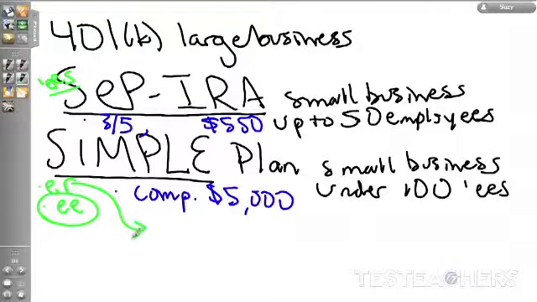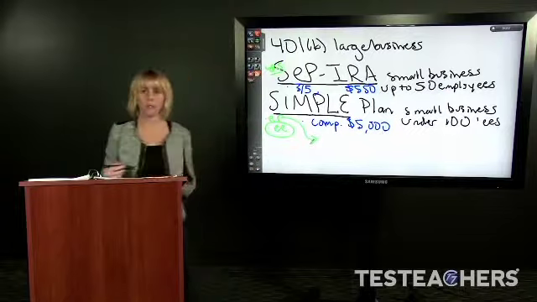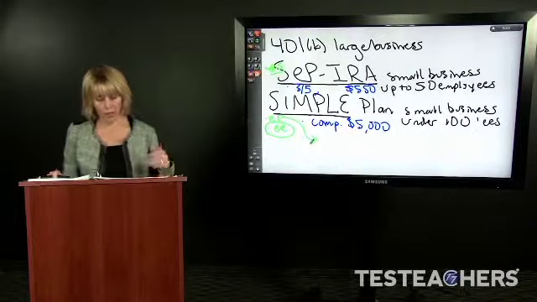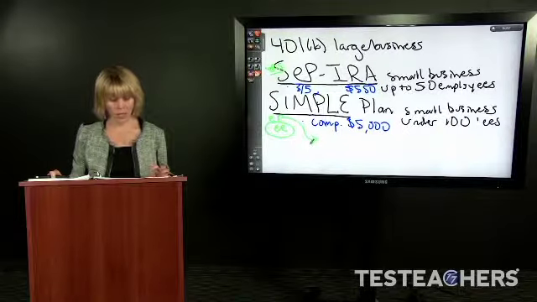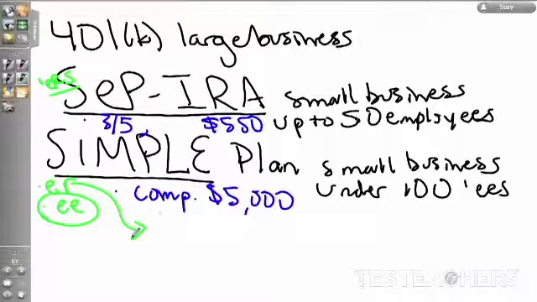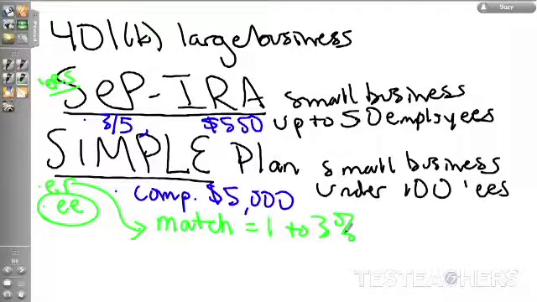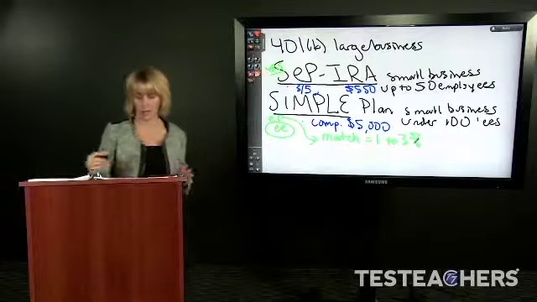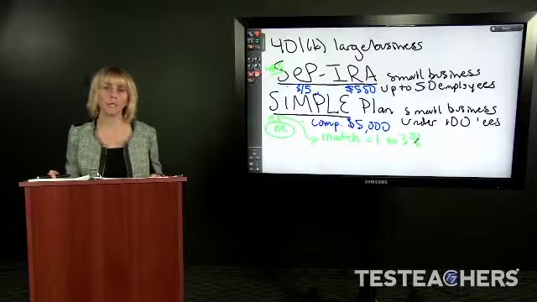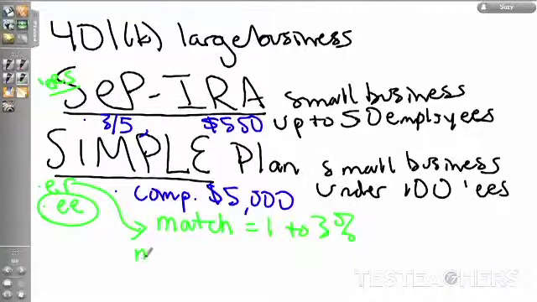How the employer chooses to make their contributions: there are 2 ways in a SIMPLE account. One is a dollar-for-dollar matching contribution, a match of 1 to 3%. It has to be the same for everybody. It can't be 1% for some people and 3% for others. It has to be the same for everyone. Or a non-elective contribution amount that must be 2%. So I'll explain what this means.